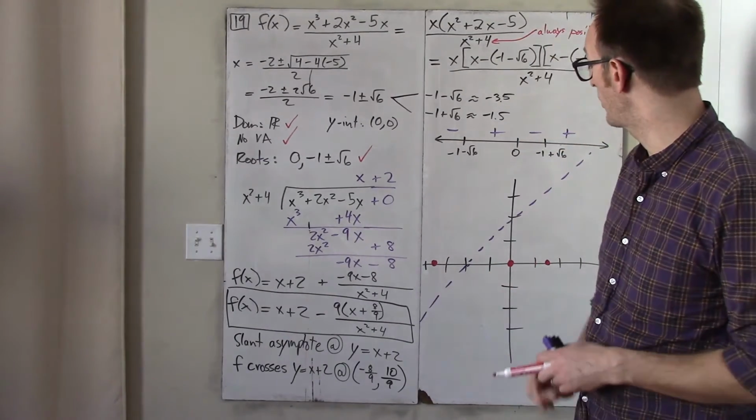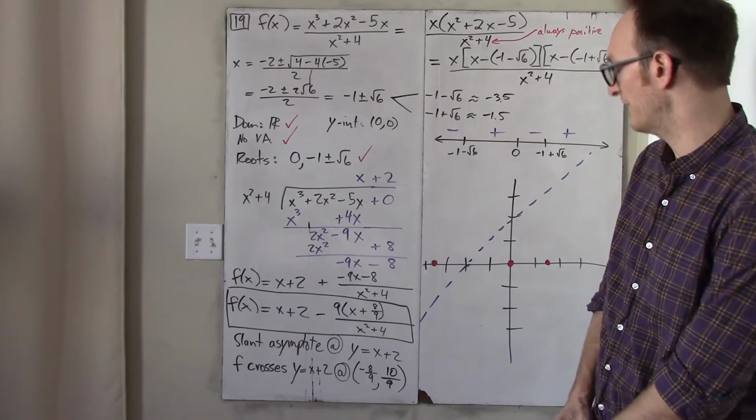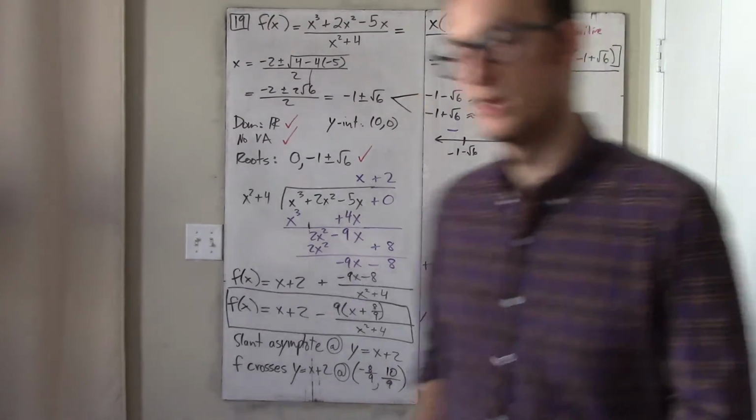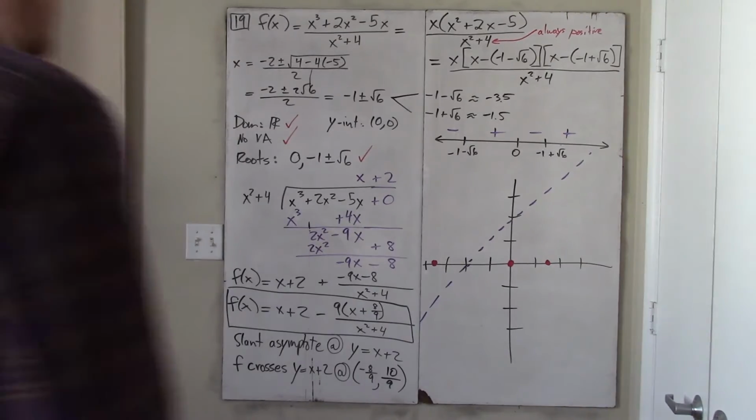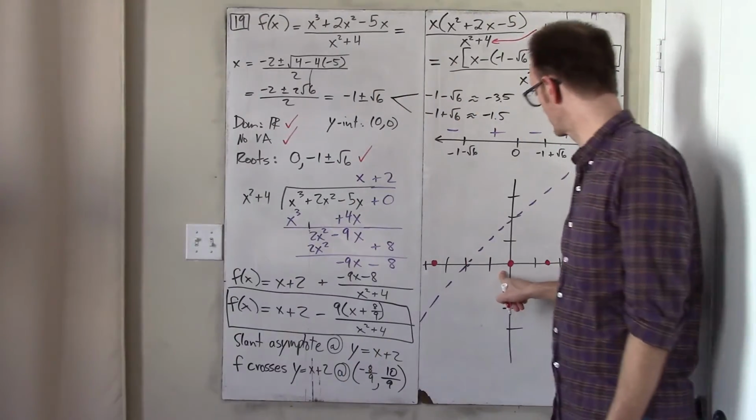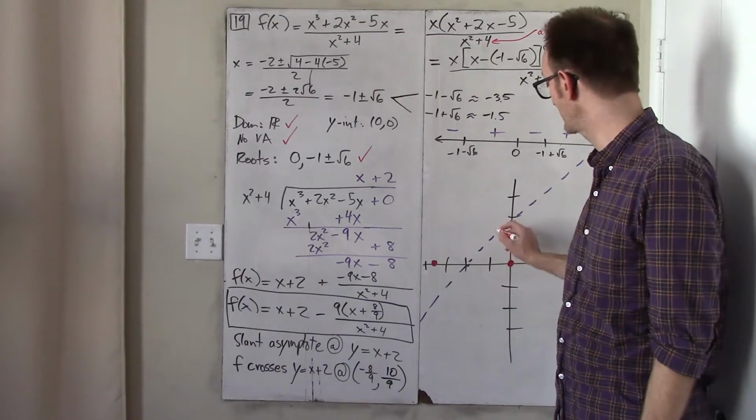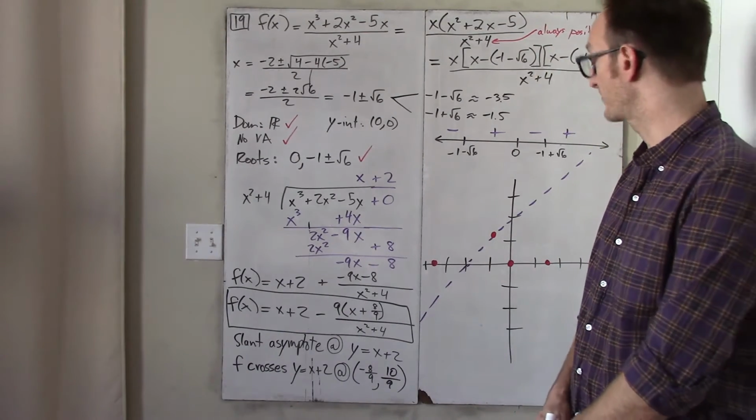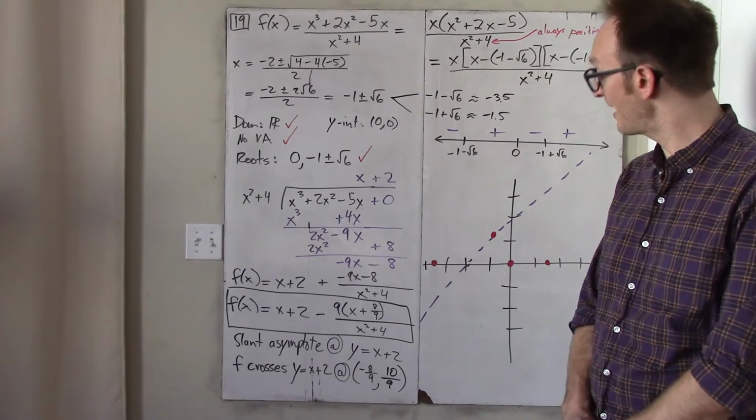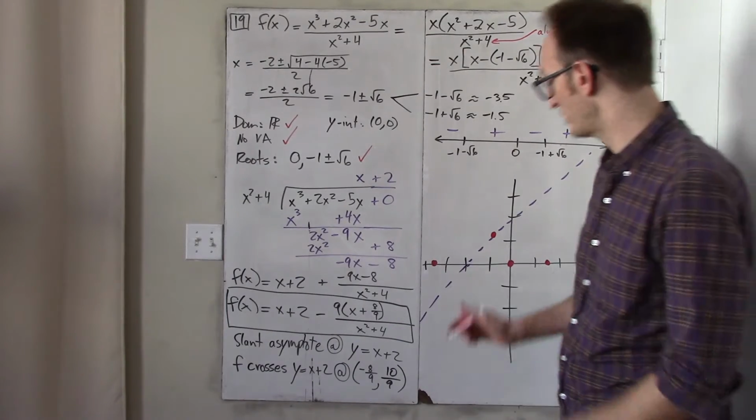What do I know? I know that my function... Oh, one more thing. There's only one point at which this function crosses the line y equals x plus 2, and that is at negative 8/9. So if I go over here to negative 8/9, comma 10/9, I have a cross. But there are no other crosses.